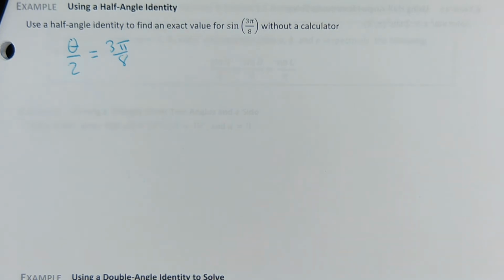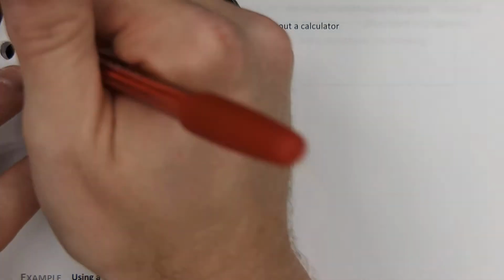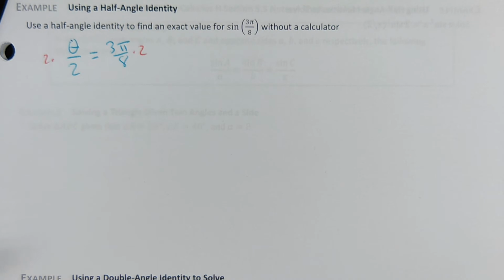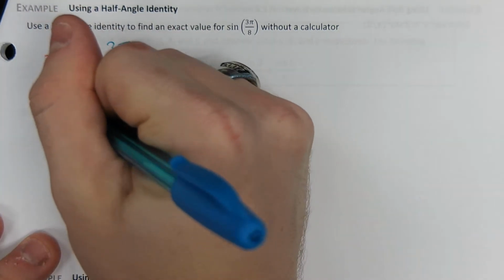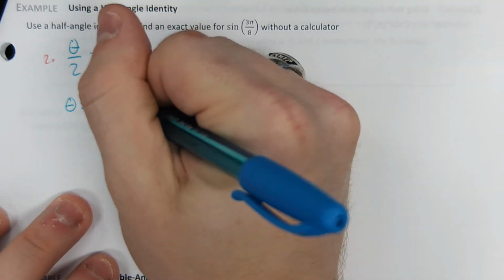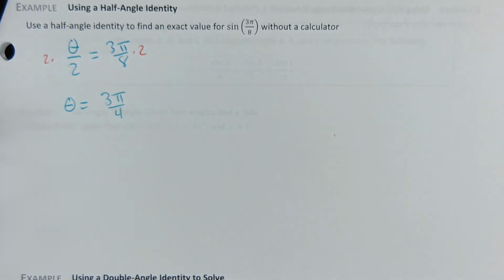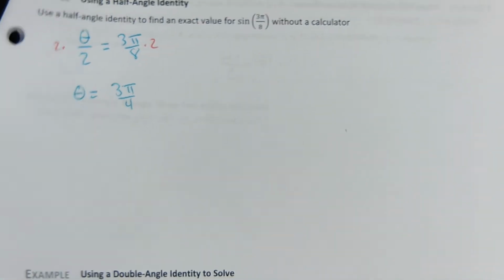So what was the original theta? How would I have found the original theta? Well, you would just multiply both sides by 2 to find what the original theta would have been, to get that theta would have equaled 3 pi over 4. Mr. Arm, why are you doing that? Allow me to flip my notes back over and show you.